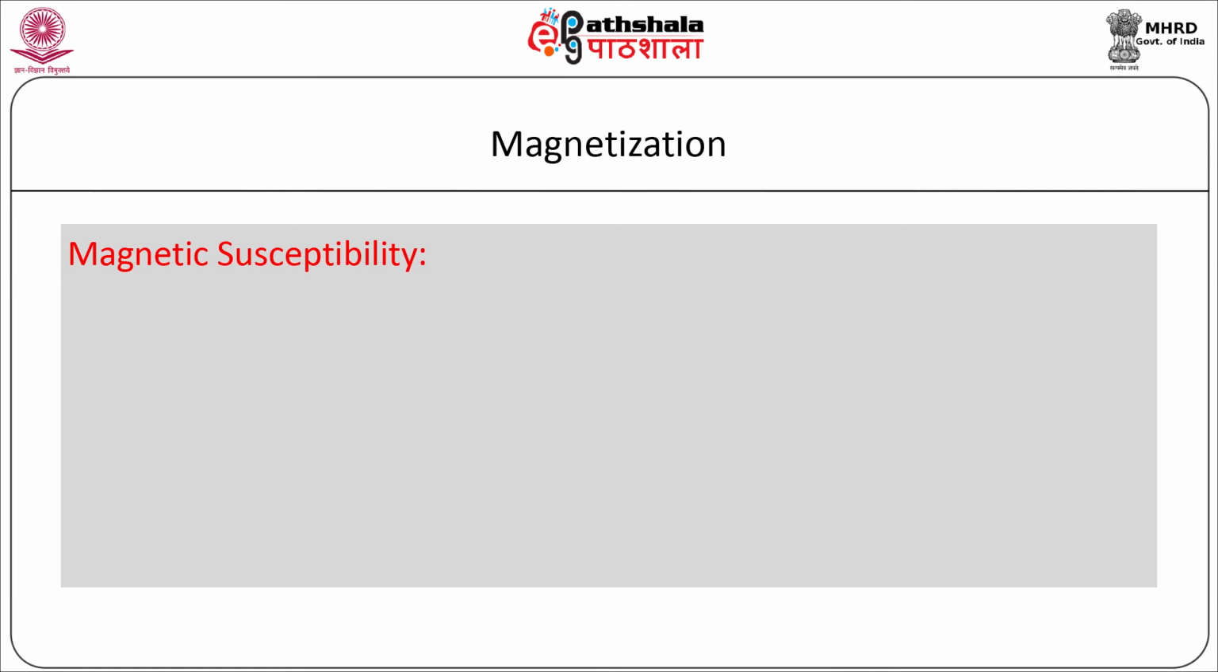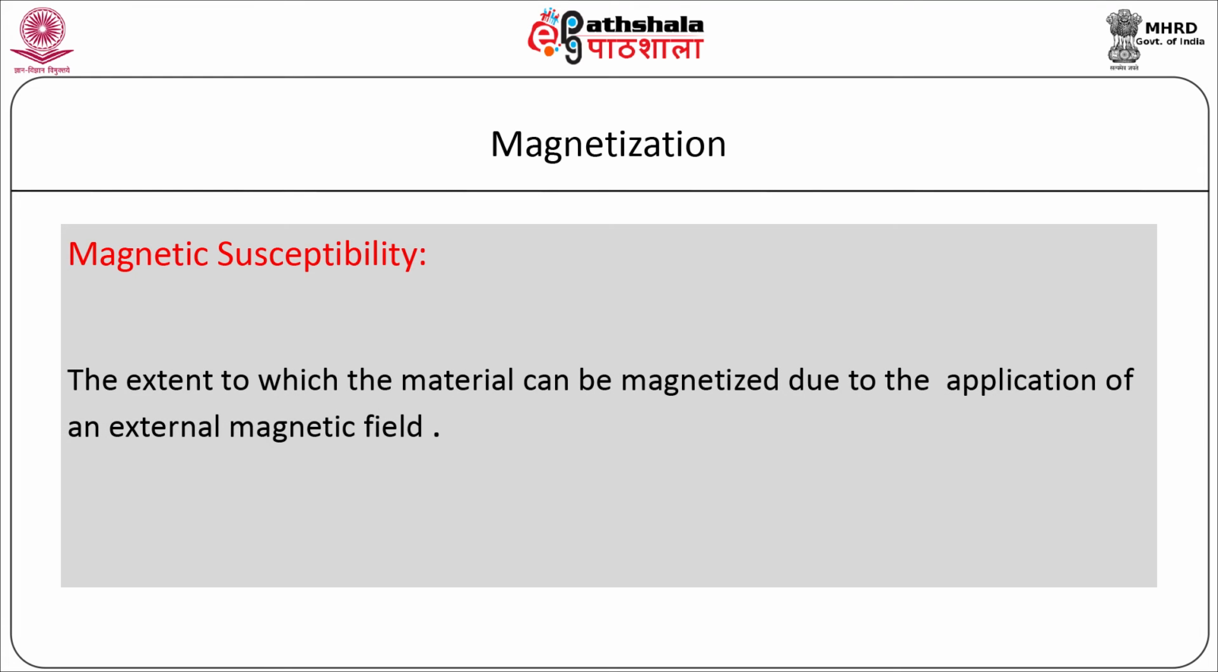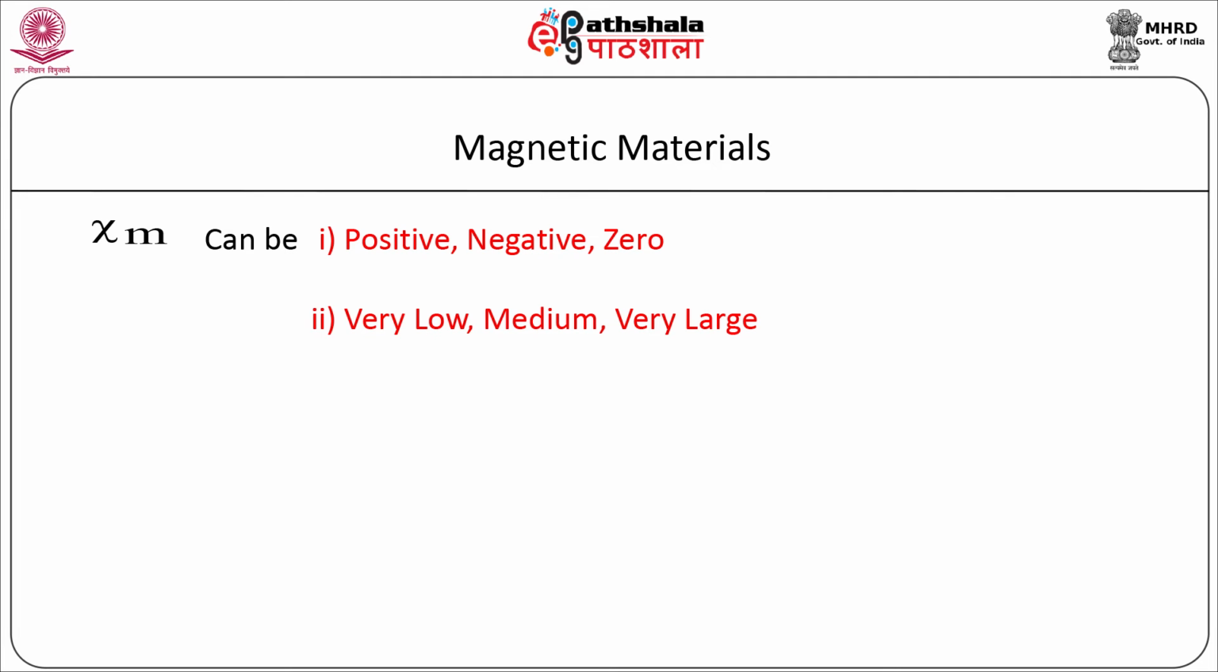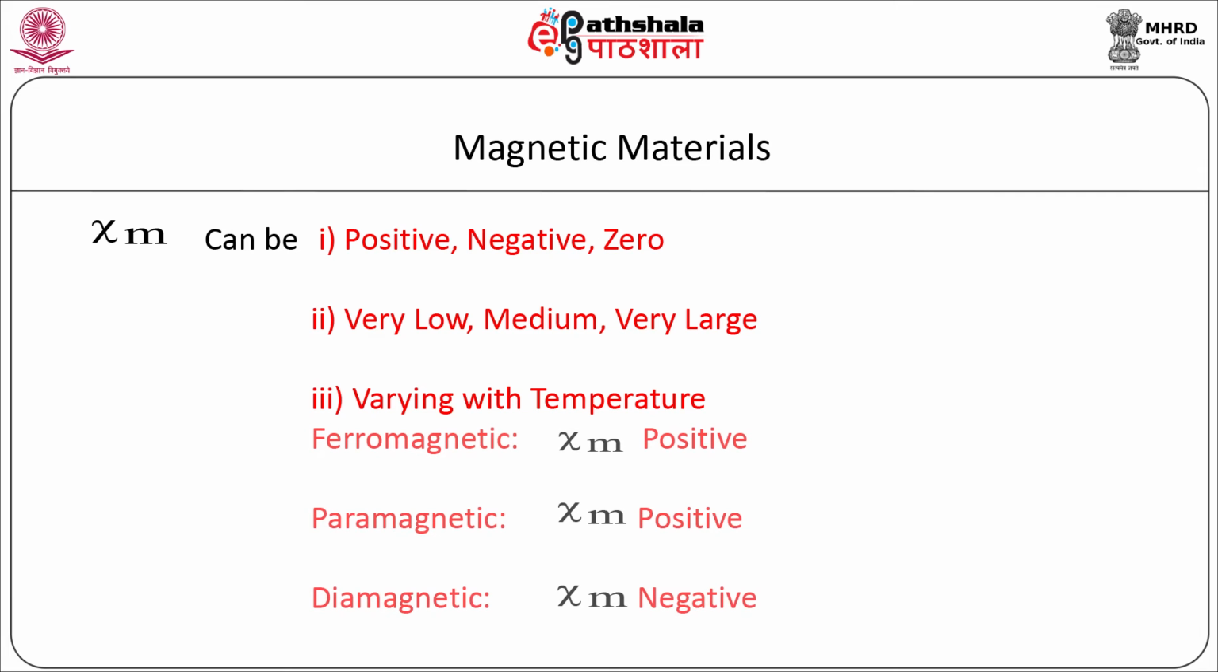Magnetic susceptibility is defined as the extent to which the material can be magnetized due to the application of an external magnetic field H. Magnetic susceptibility can be positive, negative or 0. The magnitudes also can be very low, medium or very high and may vary with temperature or the process used for material fabrication. Accordingly, we have different types of magnetisms and magnetic materials, namely diamagnetic, paramagnetic, ferromagnetic, antiferromagnetic, etc.